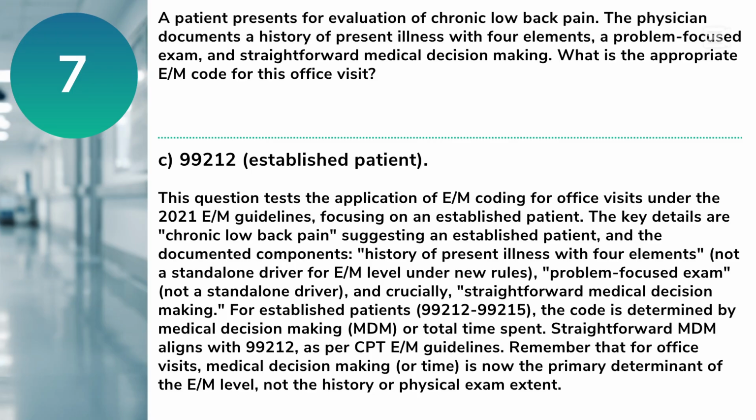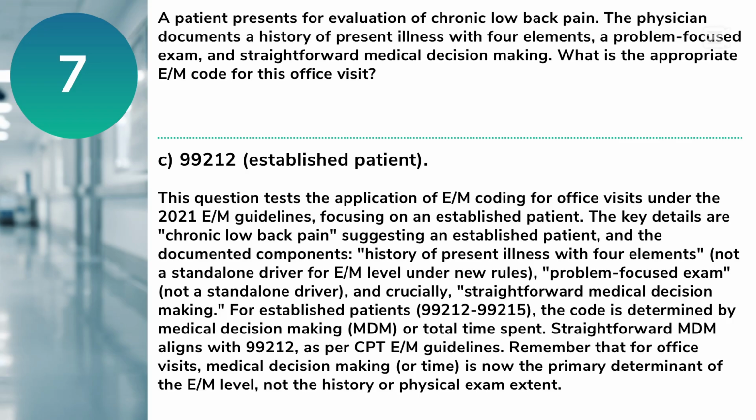Answer: C. 99212, established patient. This question tests the application of E/M coding for office visits under the 2021 E/M guidelines, focusing on an established patient. The key details are chronic low back pain suggesting an established patient, and the documented components: history of present illness with 4 elements, not a standalone driver for E/M level under new rules; problem-focused exam, not a standalone driver; and crucially, straightforward medical decision-making.